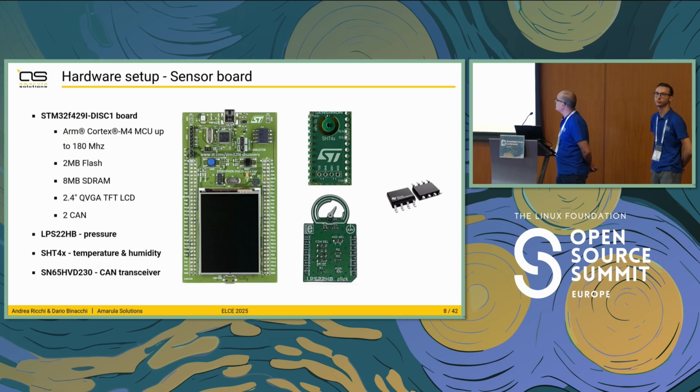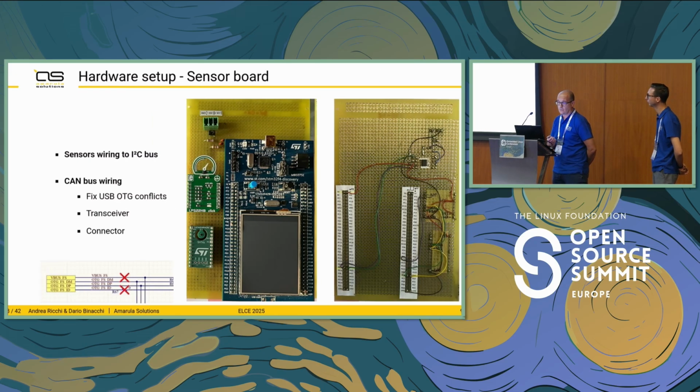The discovery board does include a built-in sensor for ambient data, but despite the microcontroller featuring two CAN peripherals, the board design doesn't provide access to the CAN bus for external communication. So we needed to add a sensor for the pressure, another sensor for the temperature and humidity, and finally a transceiver to enable the CAN bus communication.